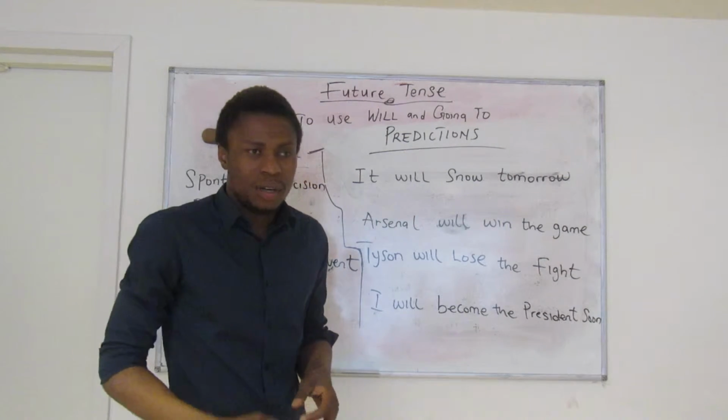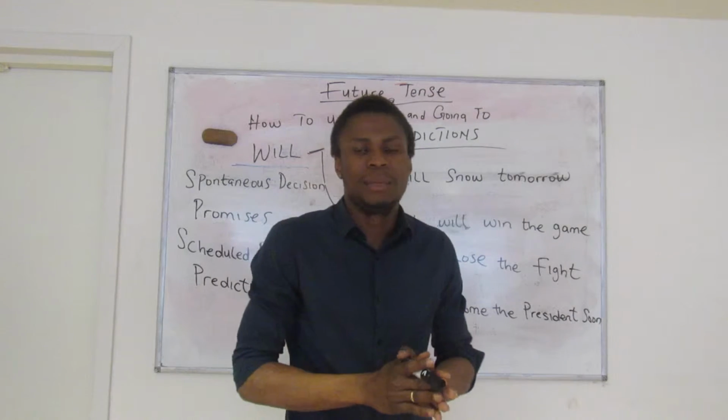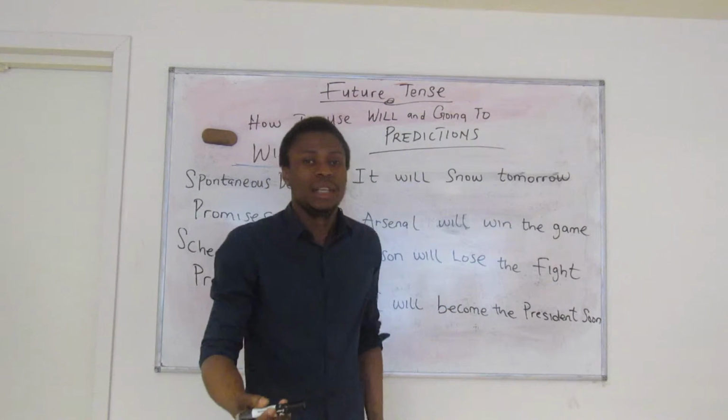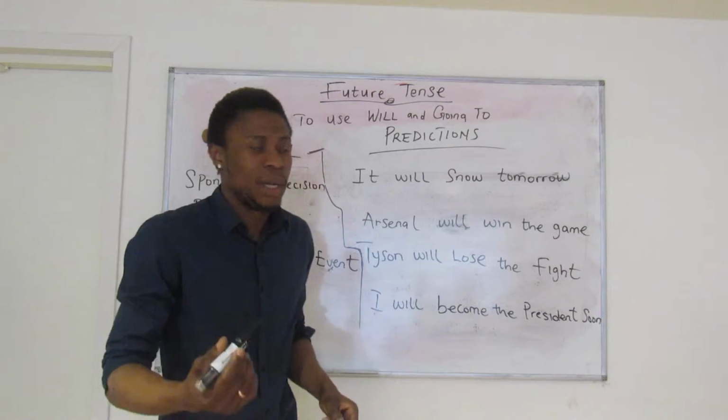It will snow tomorrow. I don't know what's going to happen tomorrow. It might rain, it might be sunny, but I want to predict it. And I say, it will snow tomorrow. I use will to make a prediction.